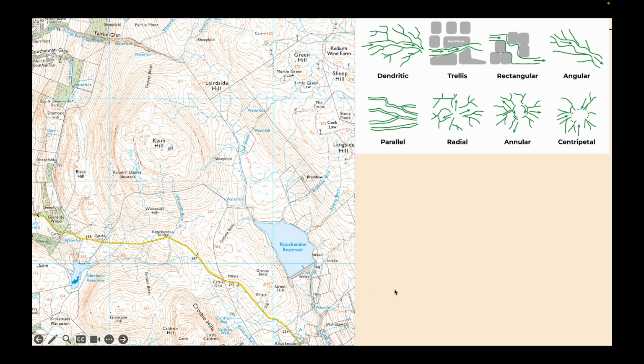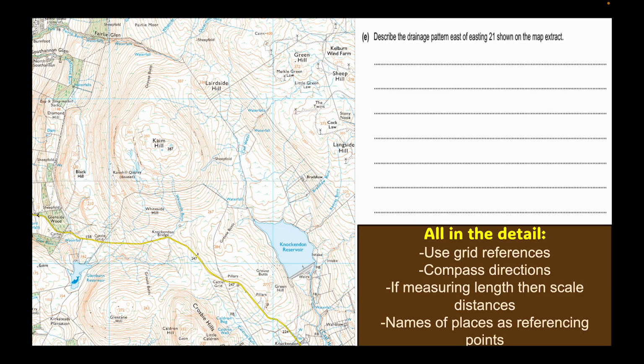So as suggested earlier, you need to firstly identify what's the overall drainage pattern. So I've gotten the patterns here again. You can clearly see there are radial patterns, certainly out of Knockenden Reservoir here, as well as dendritic, I would suggest as well. You can clearly see up here, it follows a dendritic pattern north of Knockenden Reservoir. So again, that's how you would approach this question in the first sentence. You would describe its overall pattern.